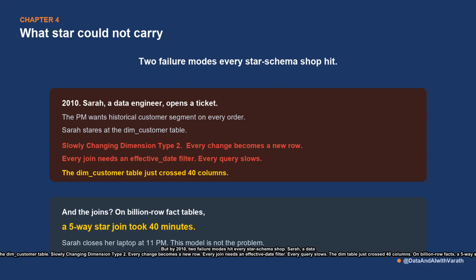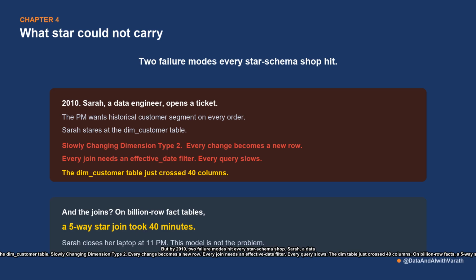But by 2010, 2 failure modes hit every star schema shop. Sarah, a data engineer at a growing SaaS team, opens a ticket. The PM wants historical customer segment on every order. She stares at the dim customer table. Slowly changing dimension. Type 2. Every change becomes a new row. Every join needs an effective date filter. Every query slows. The dim table just crossed 40 columns.